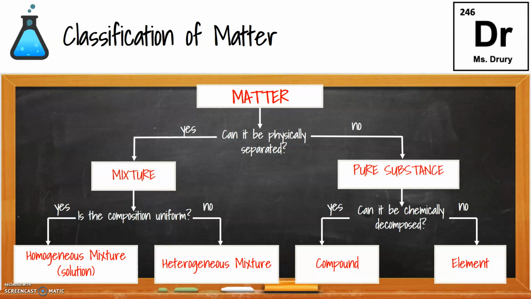To remind you, matter is anything that we can mass or find a volume of. If it can be physically separated, we're talking about mixtures, whereas pure substances should be the same everywhere they go and shouldn't vary. A mixture will vary. If the composition is uniform and you can't see the parts, it's mixed very well, it's a homogeneous solution. Whereas if it's not mixed very well and I can see the parts, it would be heterogeneous. So let's go into this in more detail.